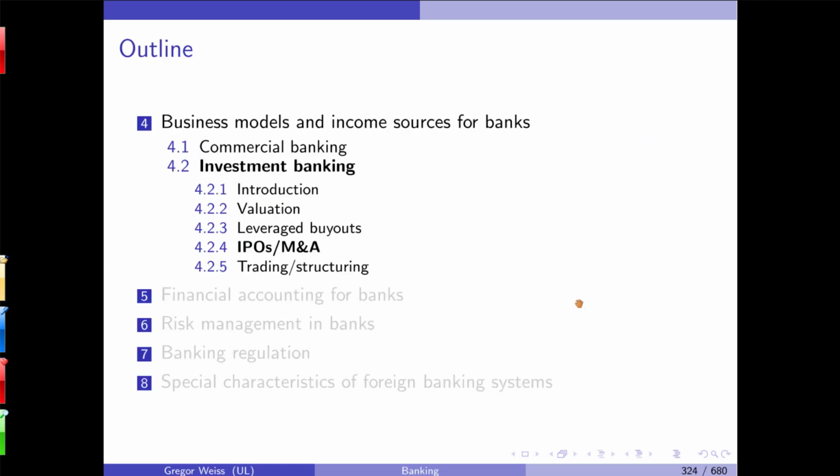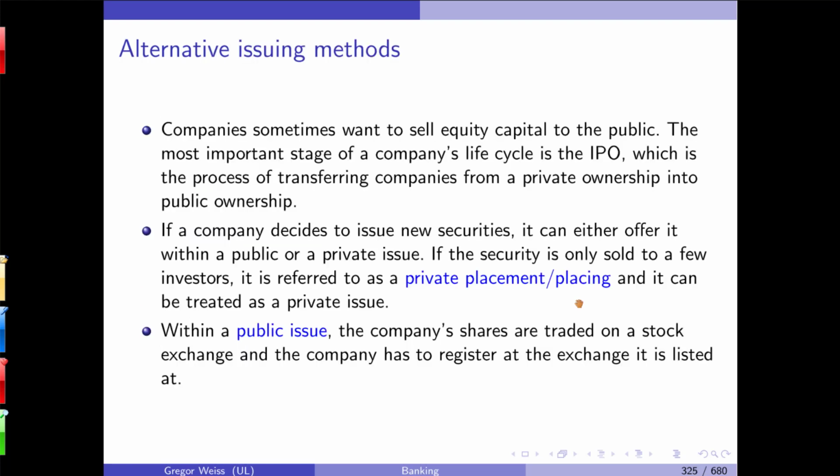Okay. IPOs, M&A, large part in investment banking, can be done as a private placement or public issue. What is a private placement or a private placing? You're not taking it to the stock market, but you're taking the stocks to individual institutional investors. Now, remember that under corporate law in all countries, you have to distinguish the case of a stock company and a public stock company and one that is listed.